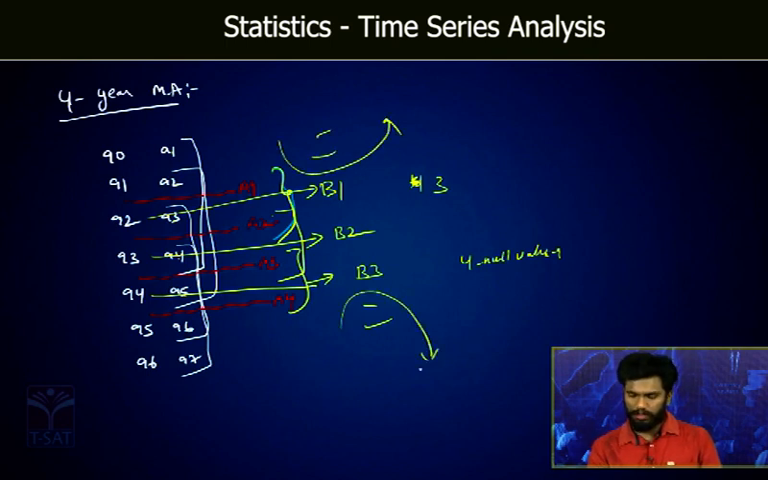This is also an important point you have to remember. So in 5-year moving average, 4-year moving average, we will get 4 null values and the data is reduced by 4. Similarly, in 3-year moving average we have 2 null values. So remember those points.